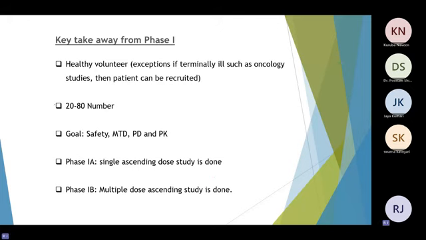And how many people are recruited? As I said, 20 to 80 people. This number may differ, but it will always be less than 100. And what is the goal of phase 1? Mainly safety, then MTD, then PK. Leave PK for now. We'll see in our normal classes, I'll explain more about the PK part. For now, the main goal of phase 1 is safety, MTD, maximum tolerated dose, and PK. And it has two parts, phase 1A and phase 1B. Phase 1A is also called single ascending dose study, and phase 1B is called multiple ascending dose study.